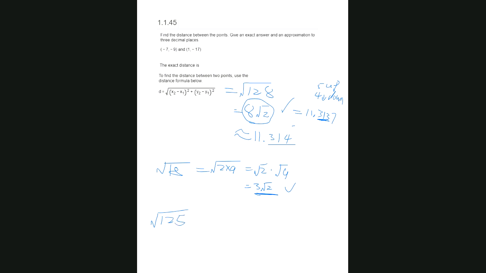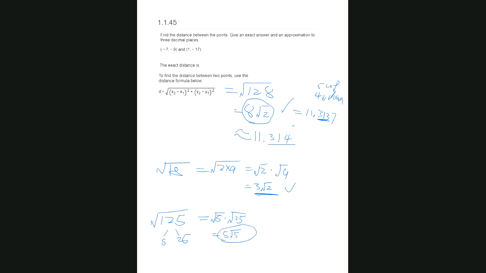Square root of 125. If you see anything ending with 0 or 5, it can be divided by 5. So when I divide it by 5, this is 5 and 25. Then I can write this as the square root of 5 times the square root of 25. How much is the square root of 25? That's 5. So that's 5 square root of 5. This is my final answer, the exact answer.